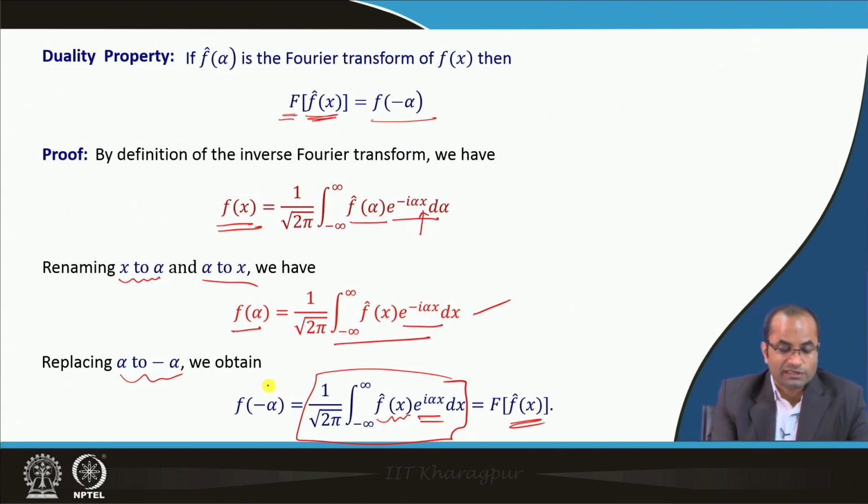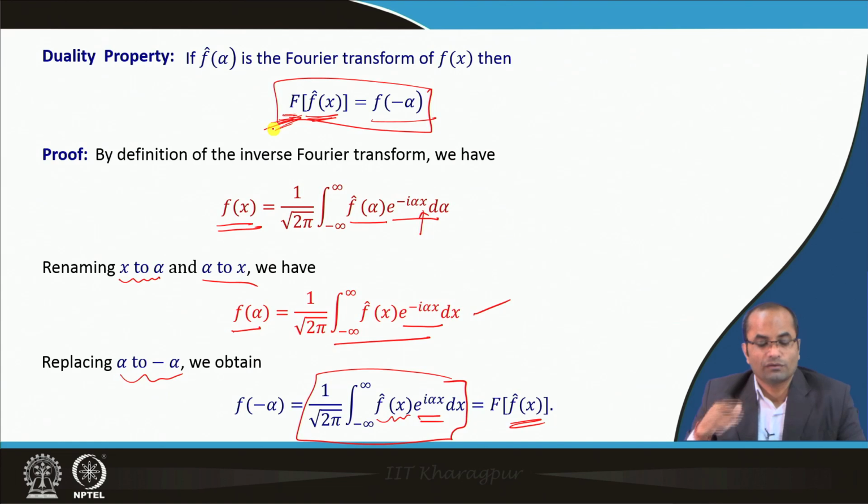So, the result is interesting, which is called the dual property. If we take the Fourier transform of the Fourier transform of f(x), then we are getting back to f, the function itself, evaluated at minus alpha.